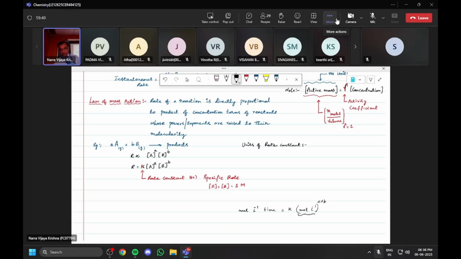If I bring this term to this side, what will you get? Mole per liter whole power 1 minus A minus B. Correct? I am bringing this term to this side. Moles per liter power 1 minus A minus B. So instead of writing that as 1 minus A minus B, I am writing it as N per time, where N is nothing but equal to A plus B, which is called the order of a reaction.